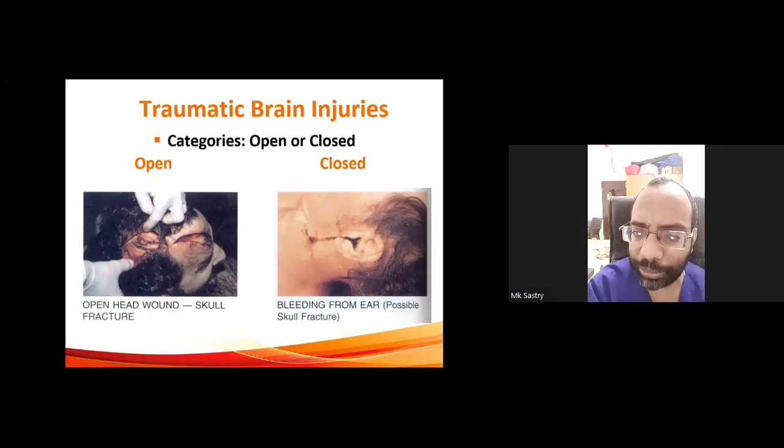You will see traumatic brain injuries because these injuries happen because of accidents, different types of accidents. You will see a lot of accidents happening every day.